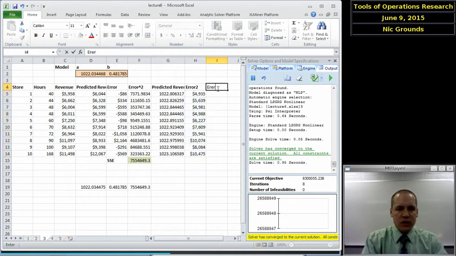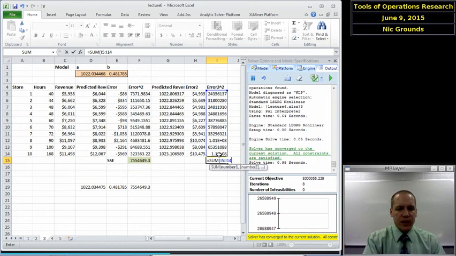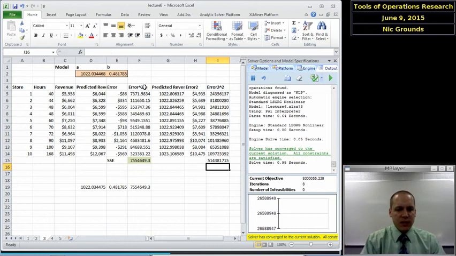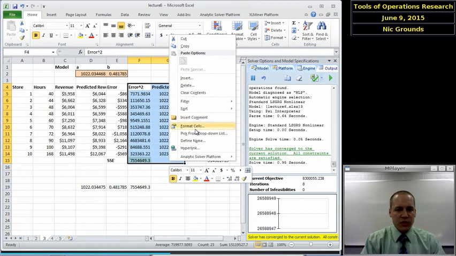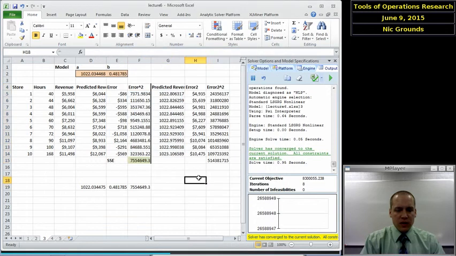And of course, we'll do the same thing where we square each of these errors and then sum all the squared errors. Okay. So this is a totally separate model. I'm just going to put a border in between them to make sure that's clear.